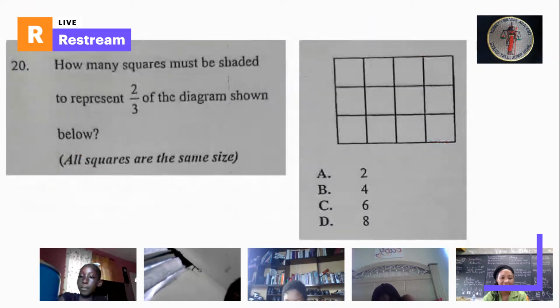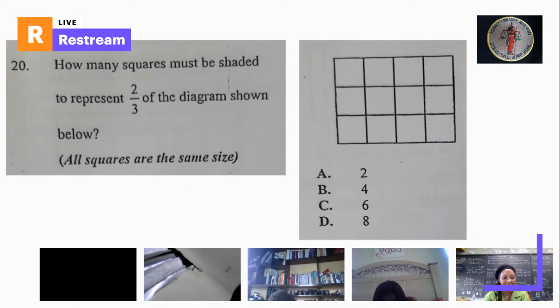And number 20, how many squares must be shaded to represent 2/3 of the diagram shown below? All squares are the same size.